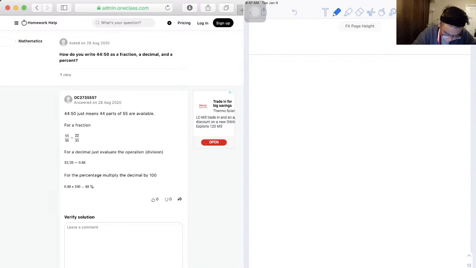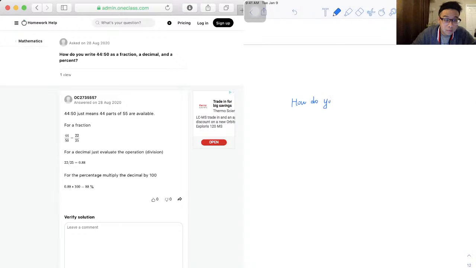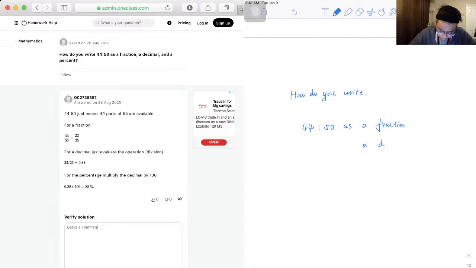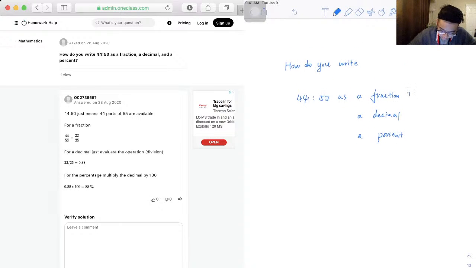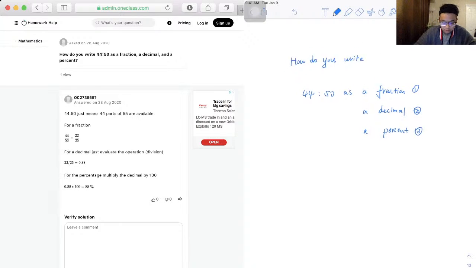So coming up, we're asking how do you write 44 over 50 as a fraction, a decimal, and a percent, right? So fraction, decimal, and percent. All right.